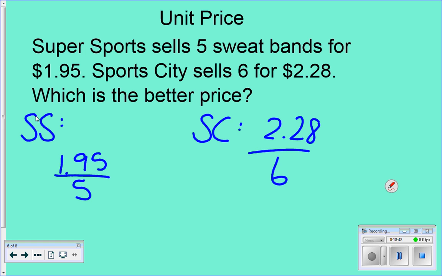All right, so Super Sports. What is it per sweatband, Jasmine? 39 cents per sweatband. Sports City, what's it cost for you, Kaylee? 38. Oh my gosh. Who's cheaper? Sports City is cheaper, just by a cent. But you know what? That's a big deal to some people.